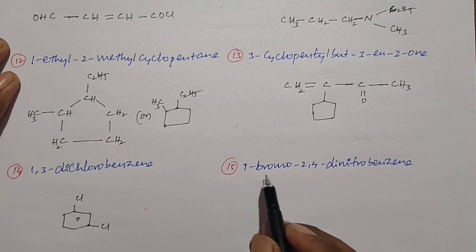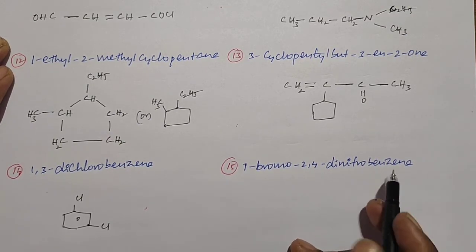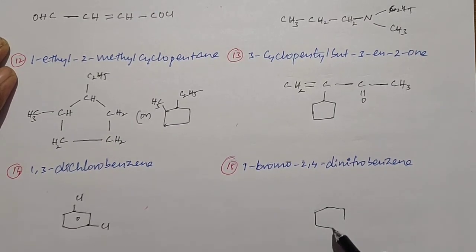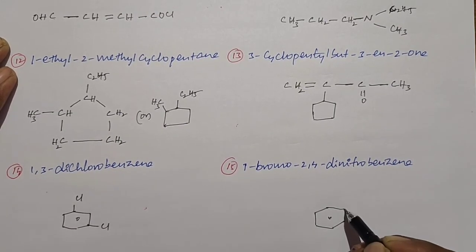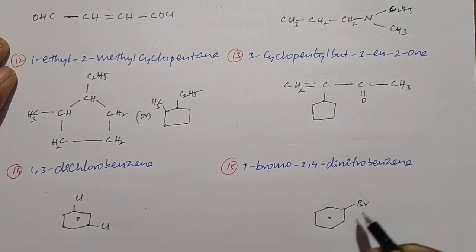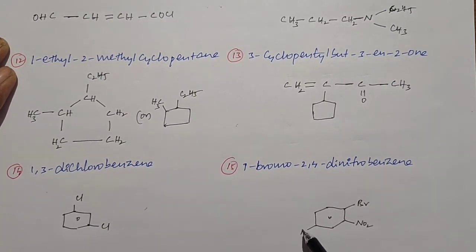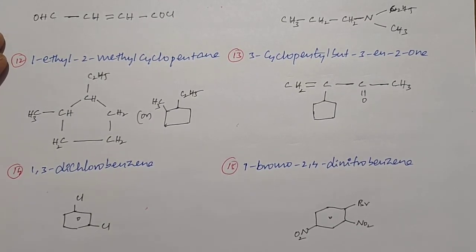Next is 1-bromo-2,4-dinitrobenzene. I just take the benzene. Taking this as the first carbon, at the first carbon we have the bromine, at the second carbon we have a nitro group, and at the fourth carbon also we have a nitro group. So this is the structure of 1-bromo-2,4-dinitrobenzene. Like that we can write the structural formula by using the IUPAC name. This is about writing structures using IUPAC names.